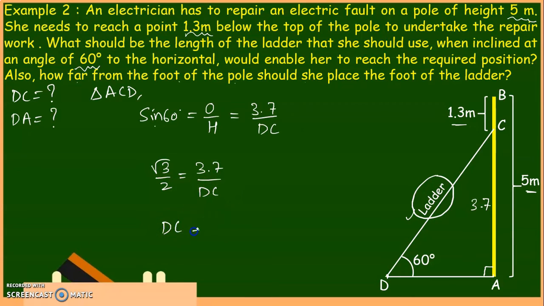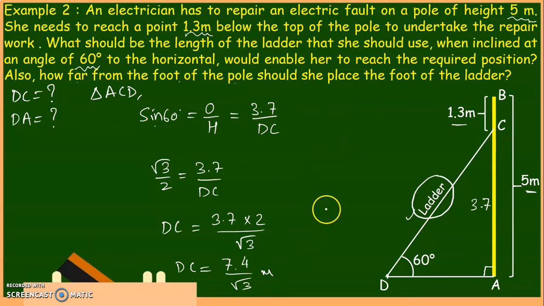So if you take DC as the subject, it will be 3.7 multiplied with 2 divided by root 3. And if you simplify this, you will get the answer 3.7 multiplied with 2, that becomes 7.4 divided by root 3. This is the value of length of the ladder.